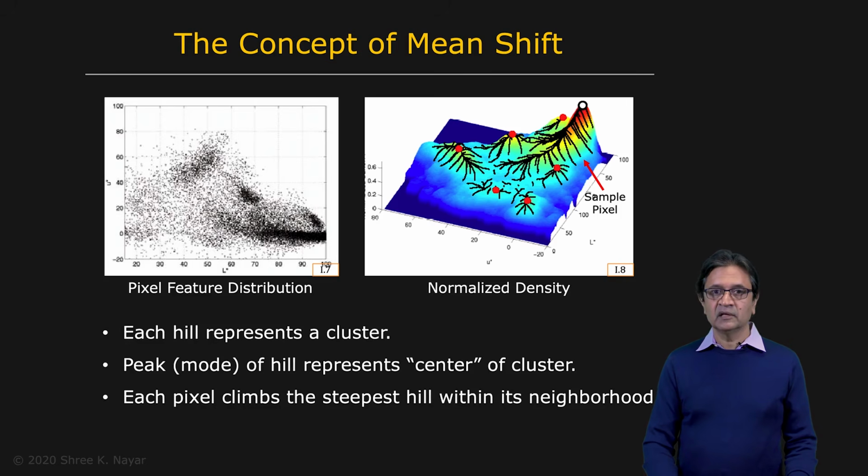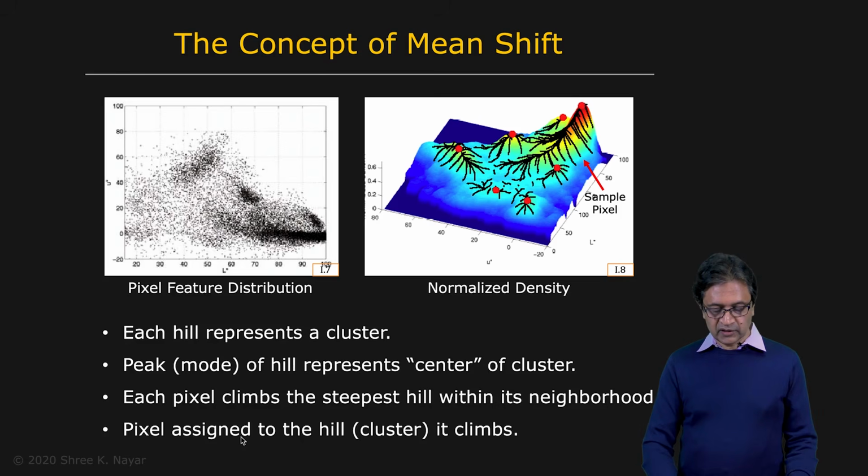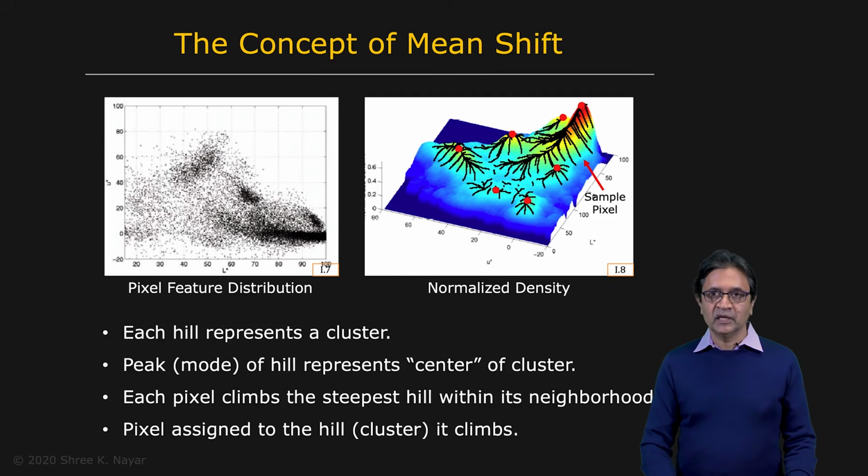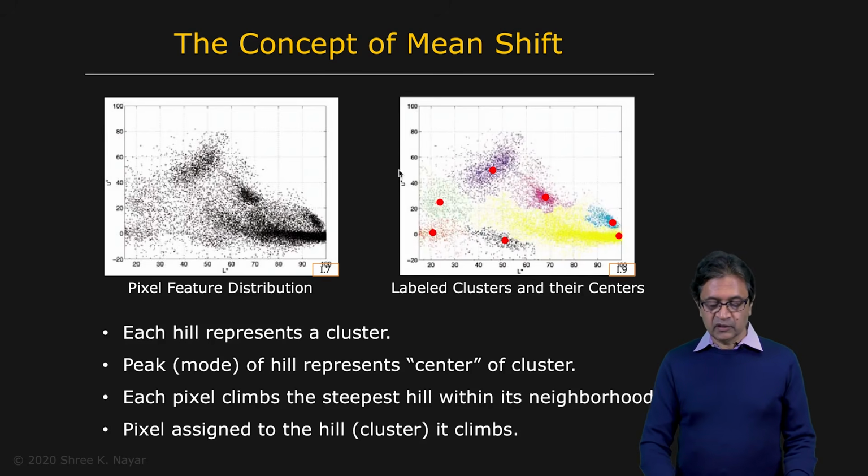And once it's climbed the hill, the pixel is assigned to the hill that it climbs. So basically it's going to climb the hill and end up at the mode of that particular hill or the center of the hill. And that is the cluster or hill that the pixel is assigned to. That's the idea behind mean shift. So if you're able to do this, then you end up with clusters that look something like this. So each cluster is given a different color here. Also shown are the peaks of the hills.